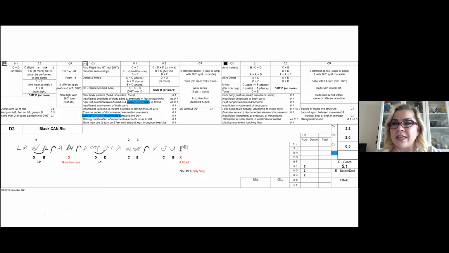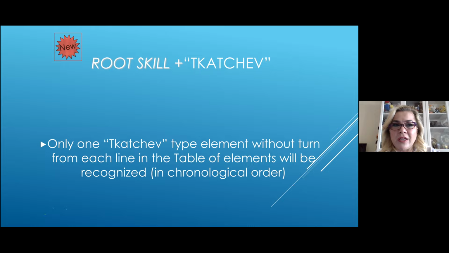We have to be very careful always after we write down our routines to pay attention to the root skills and also now newly to the Tikhachev root skills, just in case. I'm gonna share with you the root skills for Tikhachev also, just a reminder of the new rules. Only the Tikhachev type element without turn from each line in the table of elements will be recognized in chronological order. What does it mean without turns?